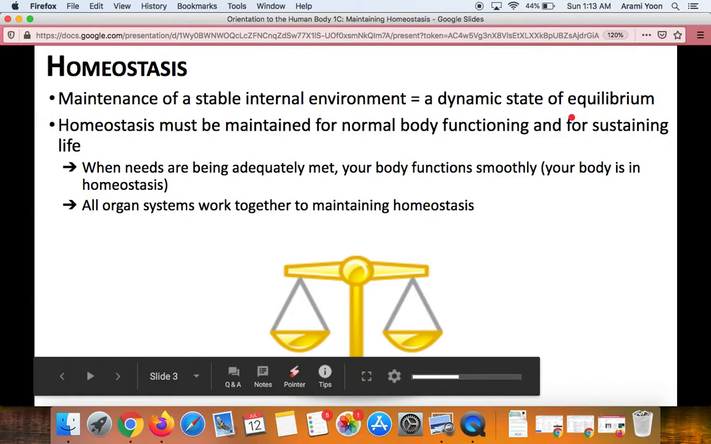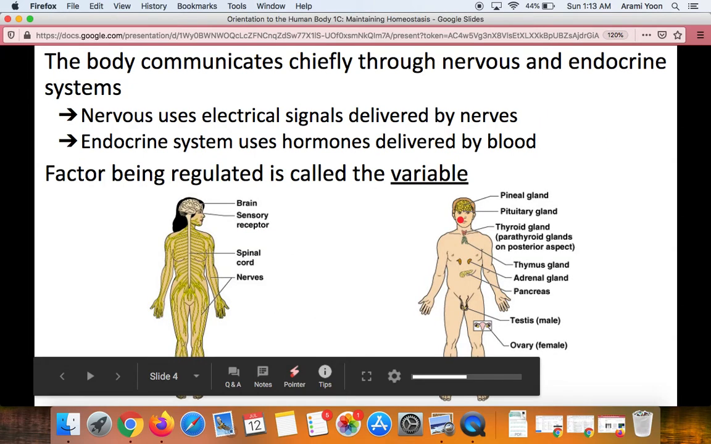Homeostasis must be maintained for normal body functioning and for sustaining life. So when your needs are being adequately met, your body functions smoothly, which means you're in homeostasis. Basically, you don't have to think about your body. You're not thinking about whether this hurts or that hurts because nothing hurts. You're feeling pretty good. And all organ systems work together to maintain homeostasis.